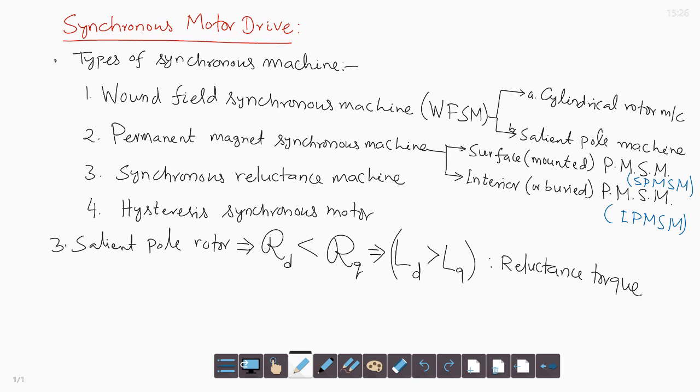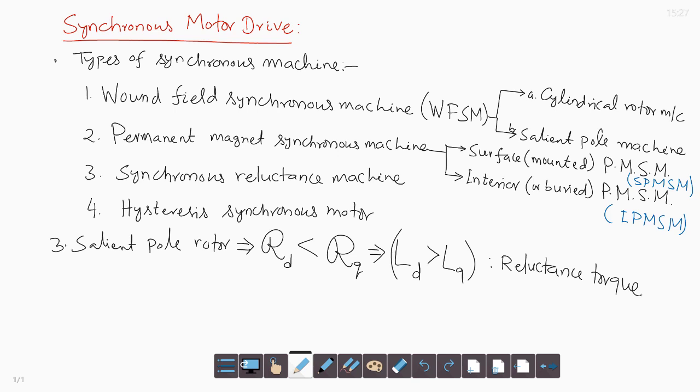In cylindrical rotor wound field synchronous machine, the rotor is cylindrical and the air gap is uniform. So, the stator MMF and the rotor MMF due to DC supply get locked and rotate and torque is produced. But in salient pole wound field synchronous machine, the rotor has salient pole construction, the salient pole rotor carries a winding and DC supply is given.